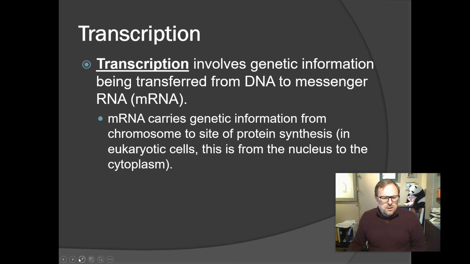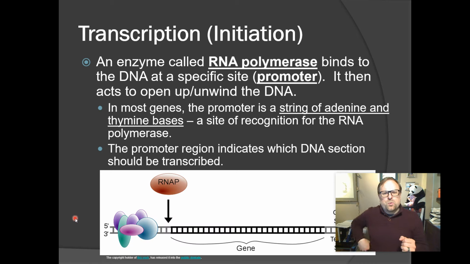So let's jump forward here. So here's how this works. Remember, I said there's going to be three parts to transcription and translation: initiation, elongation, and termination. So here's the initiation portion. An enzyme, to start this whole process, an enzyme called RNA polymerase, binds to the DNA at a specific site, what we call a promoter region.